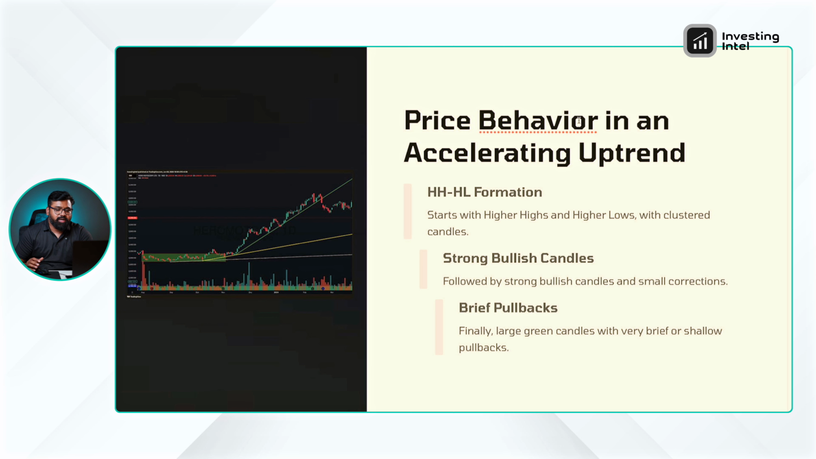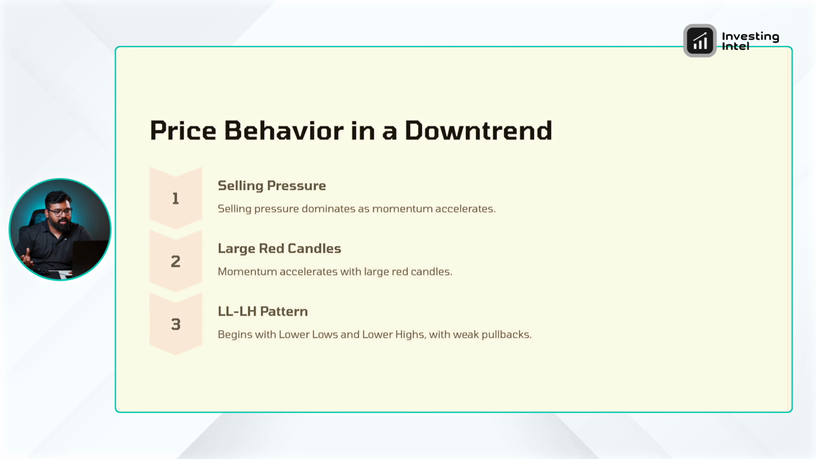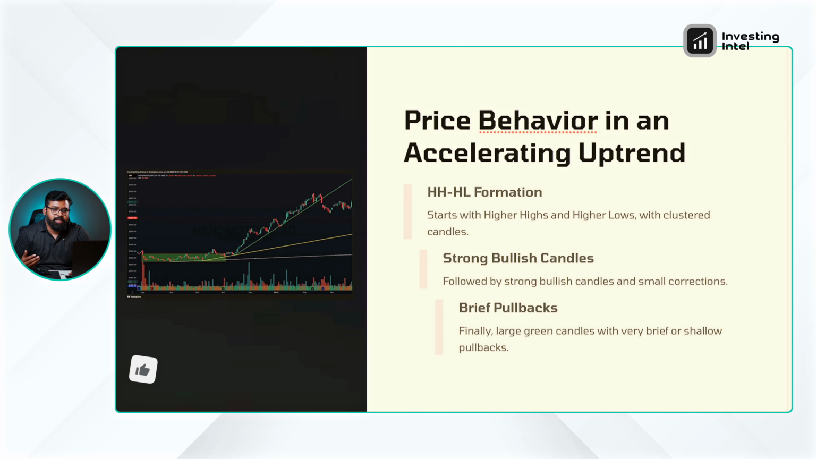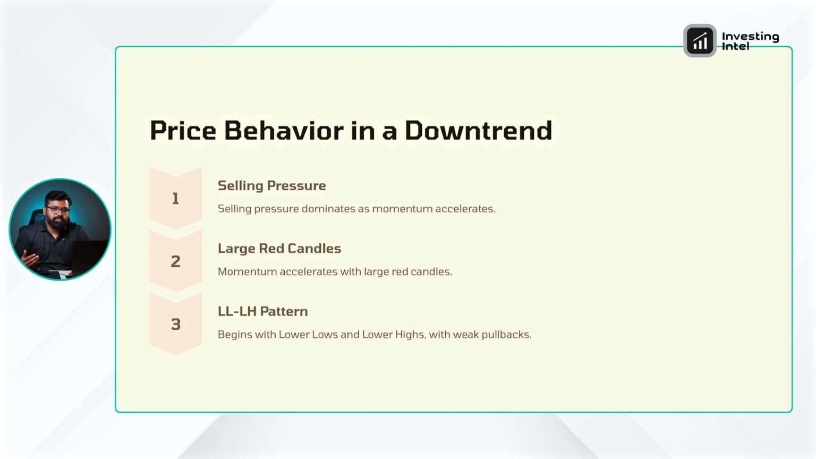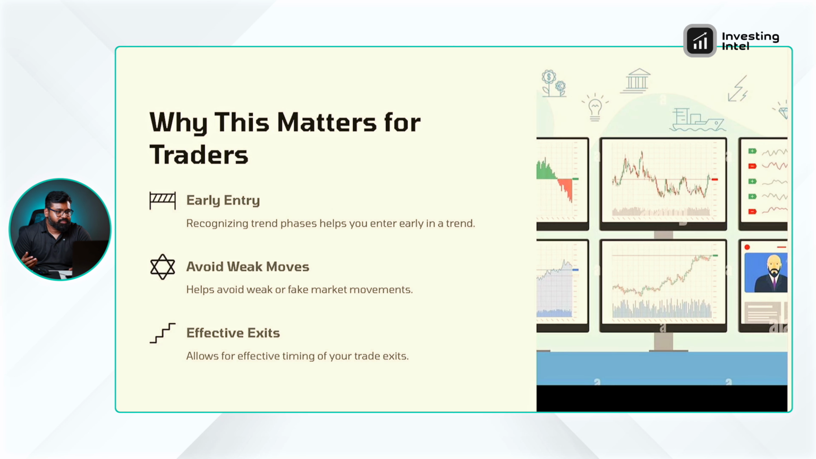Understanding this with respect to pullback in bullish movement and in bearish movement will help you. In bullish momentum, whenever there is an uptrend, the red candles will be few, and in a downtrend, whenever the momentum is strong, the green candles will be very few. These 2 points are very important when you are analyzing a chart. You should keep them in mind and follow this. So it helps us with early entry, avoiding weaker moves from the market and exiting effectively.